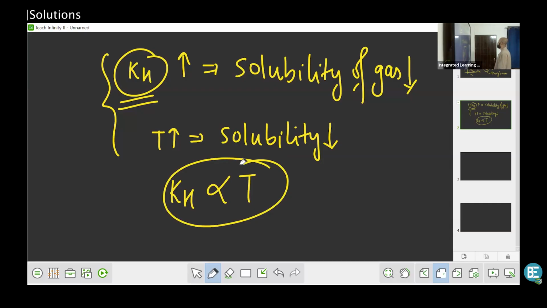Did you understand this? Now, kH is a very important point about Henry's constant. kH also depends on nature of gas. Write it down: kH depends on nature of gas, nature of solvent, and temperature.